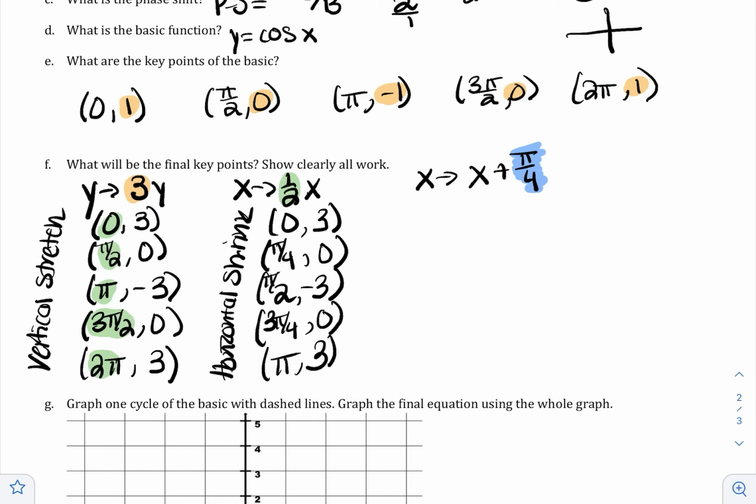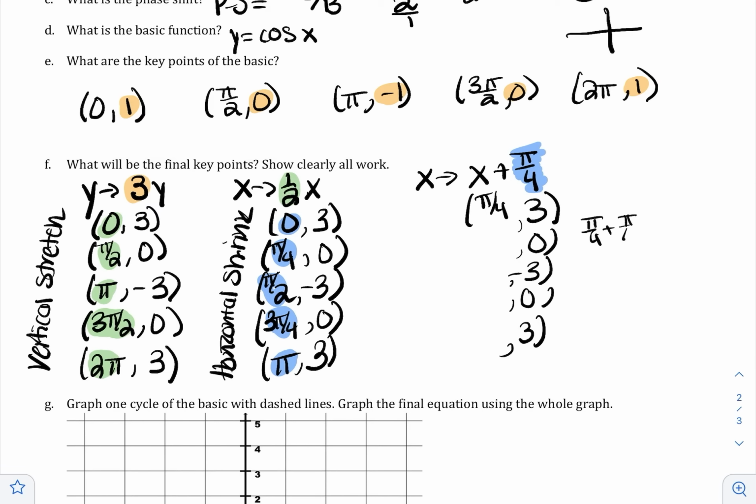And last but not least, I'm going to add pi over 4 to the x's. Again, the y's don't change. What I do here is take the x's from the previous step and add pi over 4 to them. So 0 plus pi over 4 is pi over 4. Pi over 4 plus pi over 4, and if you need to do your fractions on the side, take your time. This is 2 pi over 4, which reduces to pi over 2. Then I have pi over 2 plus pi over 4. I need a common denominator. So this is 2 pi over 4 plus pi over 4, which is 3 pi over 4.